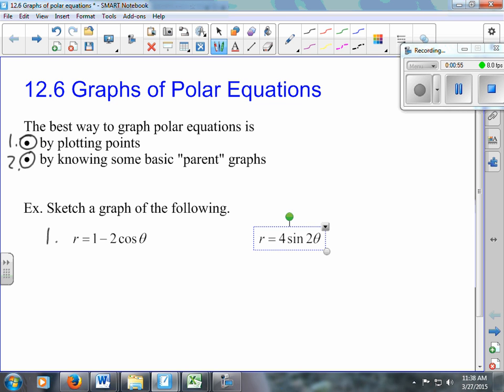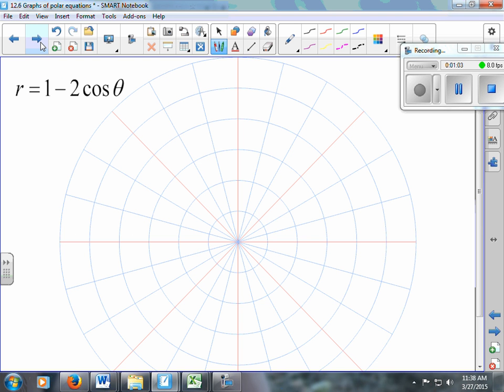I have two examples here. We're going to start with example number one, r equals 1 minus 2 cosine theta, and I'm going to show you these two examples by plotting points. To graph this, I'm going to make a t-table with values of theta and values of r.